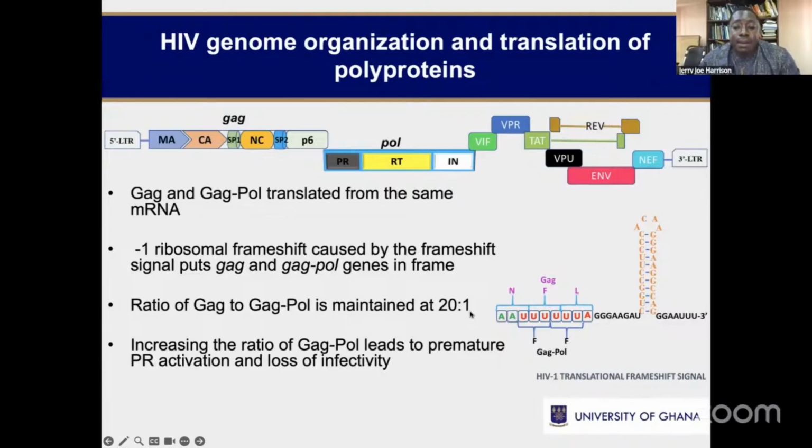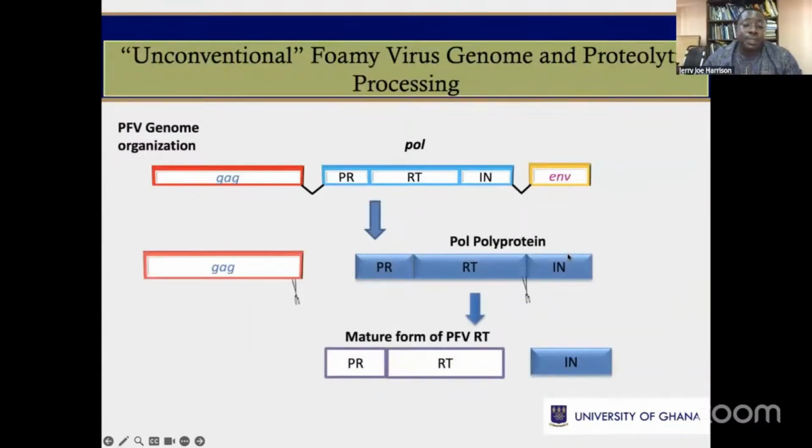Interestingly, you can modulate the stability of this stem loop to produce different ratios of Gag to Gag-Pol. Now, if you increase the Gag-Pol ratio, it turns out that there is premature activation and therefore infectivity is lost. This, we believe, is very important for the generation of next anti-HIV drugs, and that's something that we'll be looking at down the line.